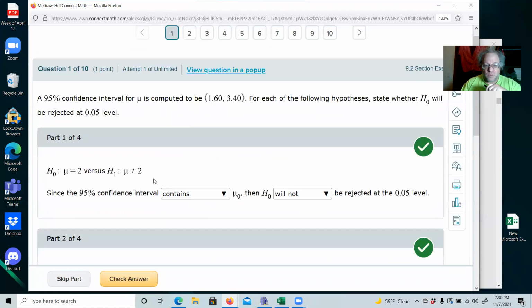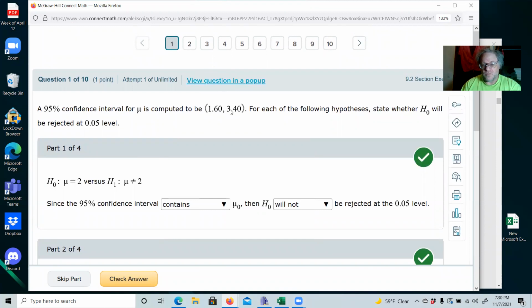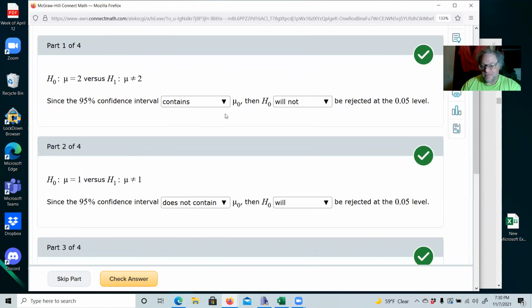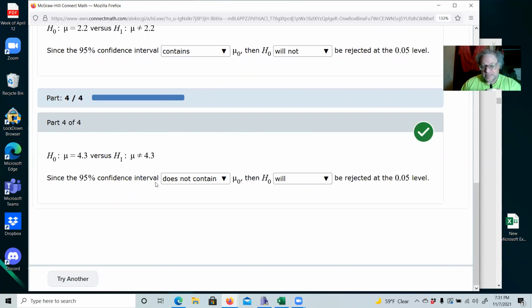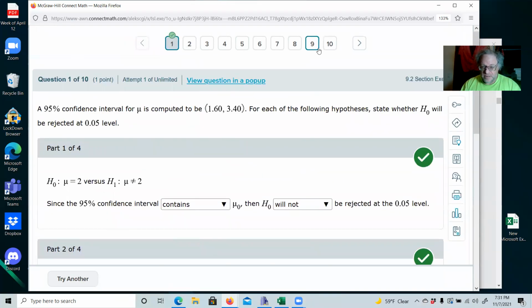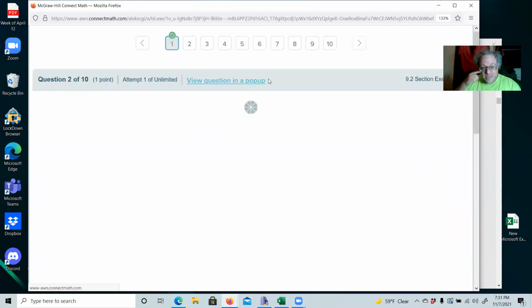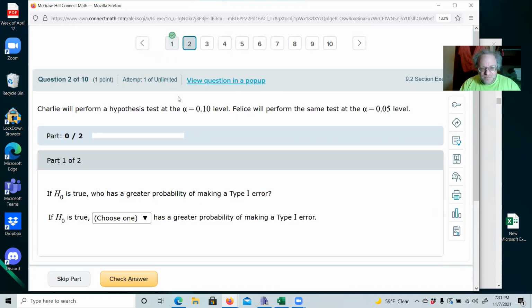And the last one is 4.3 versus not 4.3, and again, this is much higher. 4.3 is way higher than this confidence interval. Since the confidence interval does not contain mu0, H0 will be rejected at the 0.05 level. That's exactly what they're looking for. So confidence intervals and tests of hypothesis tell you very much the same information. It's just that with a confidence interval, you may not know the percent confidence, whereas with the hypothesis test, you will know the percent. They tell you the same information in a slightly different way.